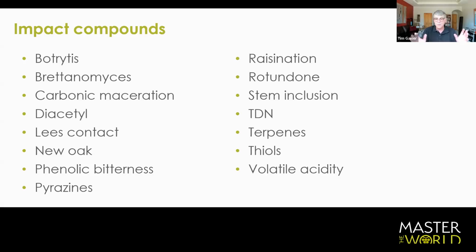Okay, thiols are, not to go geek on you, but they're sulfur compounds, okay? And that's why Cabernet Sauvignon smells like black currants. It's why Sauvignon Blanc smells like grapefruit and kiwi and elderflower and things like that, okay? And then the last thing on the list is volatile acidity. It's VA. So VA, volatile acidity, smells like vinegar.